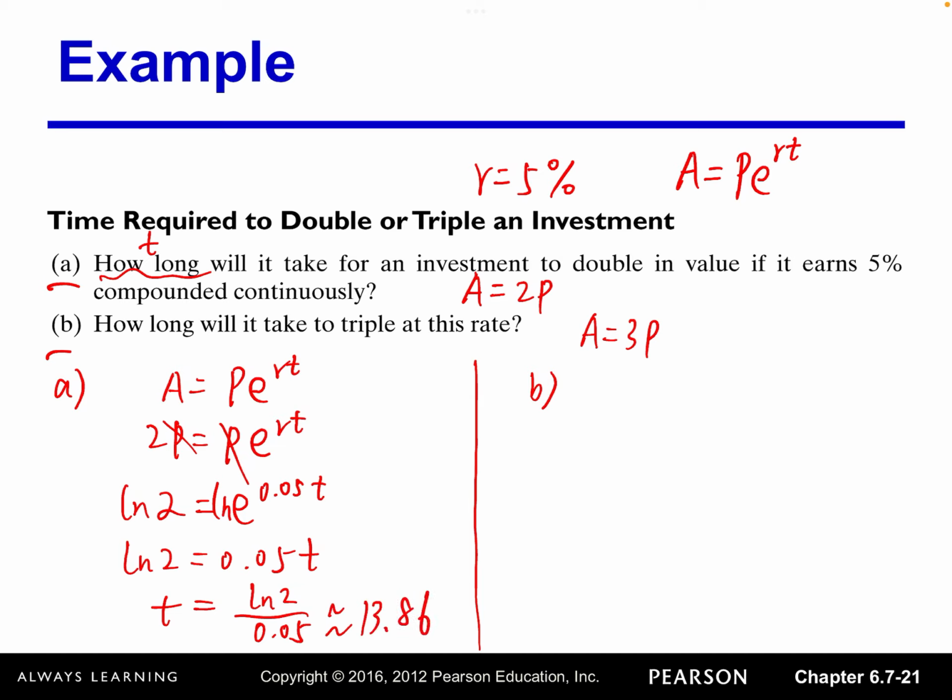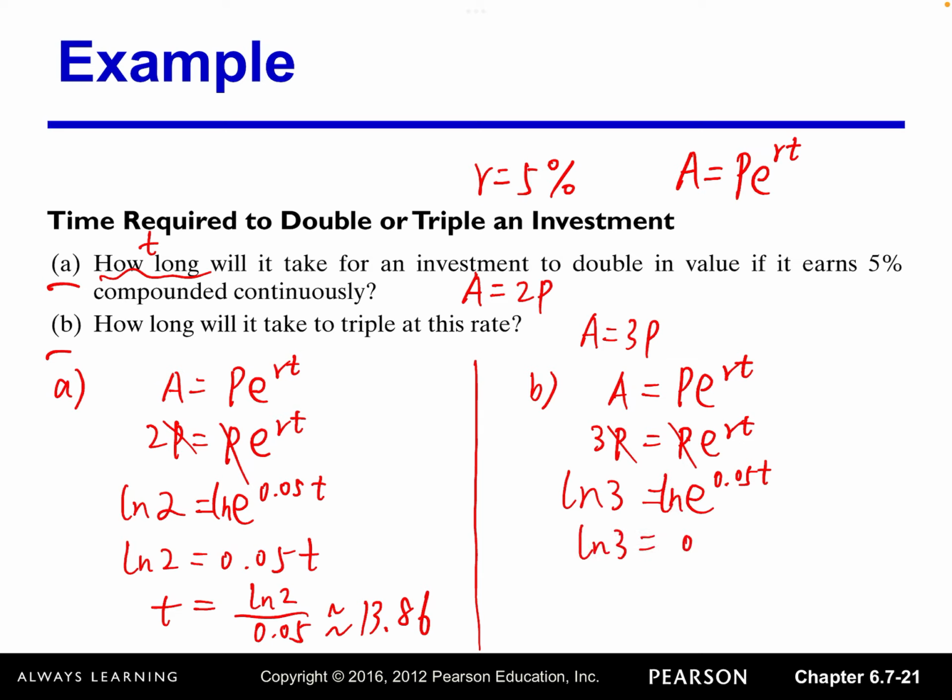And then repeat the same process for part B. This time A equals 3P. So A equals P e to the rt. Replace A by 3P this time. P times e raised to the rt power. P cancels, so we get 3 equals e to the 0.05t. And then find the natural log of both sides. We get ln 3 equals 0.05t. So we solve t equals ln 3 divided by 0.05, and that approximately equals 21.97.